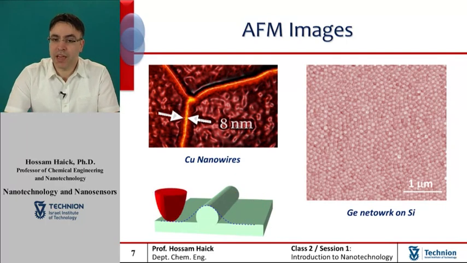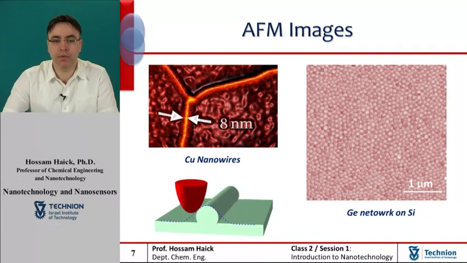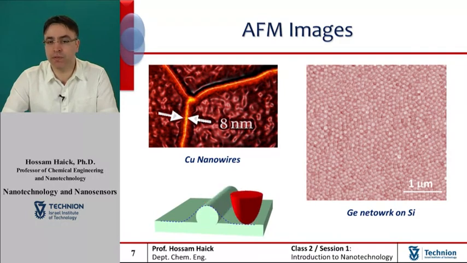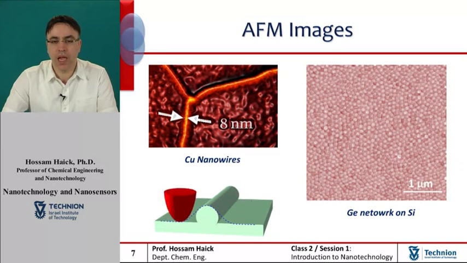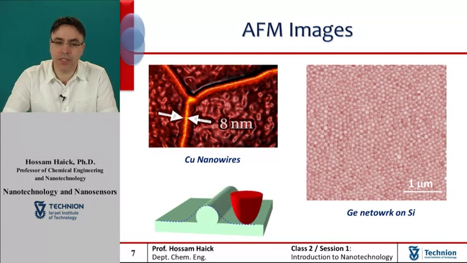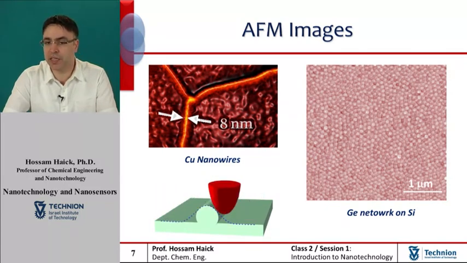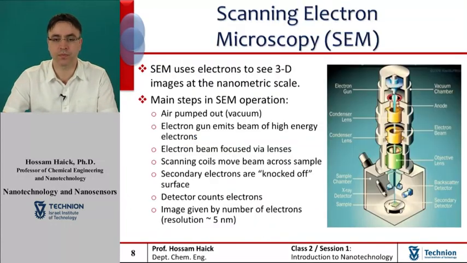One example of an AFM image for nanoscale materials can be seen in the image of a copper wire that has a Y shape. A round shape and a line diameter of 8 nanometers can be easily observed in this image. Another example is the AFM image of a germanium network on a silicon substrate. As seen in the image, the size of the islands as well as the separation between adjacent islands is clearly observed, indicating the high resolution of the AFM.